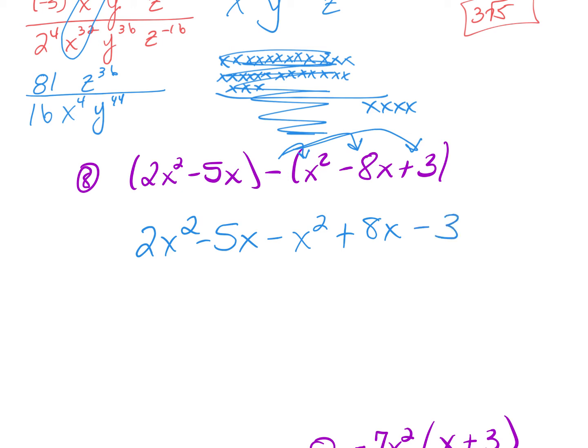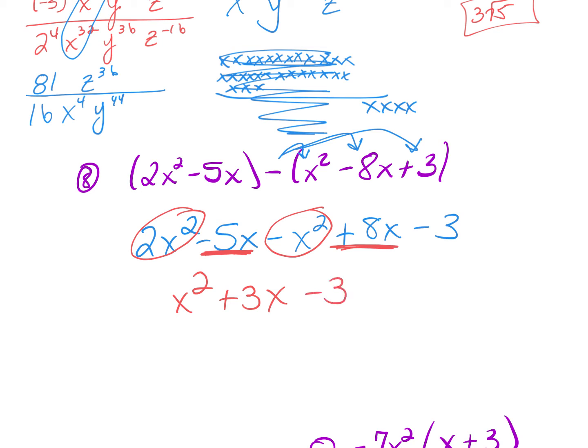Agreed? Now we always write our answer in standard form. So I find the highest exponent. So I have a 2x squared and a negative x squared. What's 2 minus 1? X squared. Good. So x squared. Then I have a negative 5x and a positive 8x gives me plus 3x. And then what am I left with? Minus 3. Minus 3. And there is your answer.